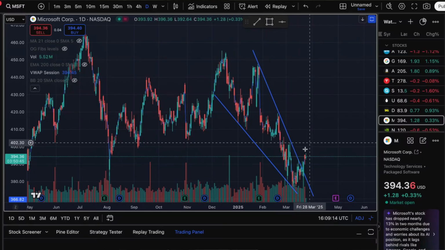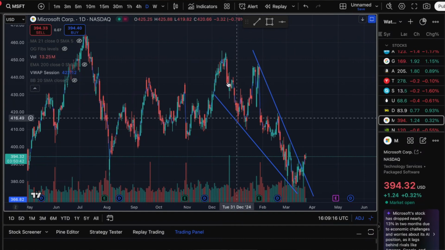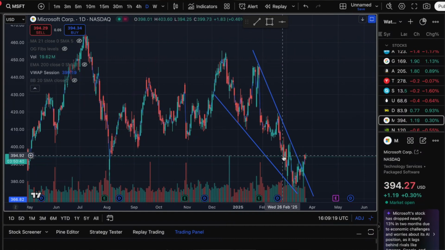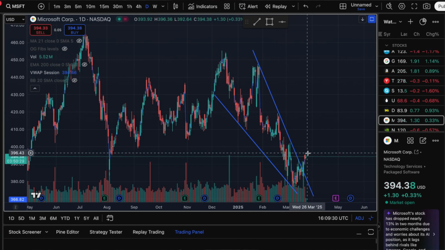All right. So as you can see right here, I have it drawn out, the falling wedge pattern. Again, I spoke about this on the lunch menu, but I'm going to go into some details about where you can enter and take profits, right? So currently, if you see right here, we are sitting at about 394.38, and it's broken out of this wedge pattern.